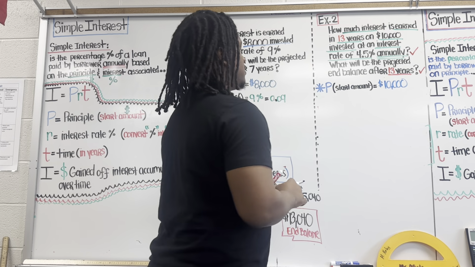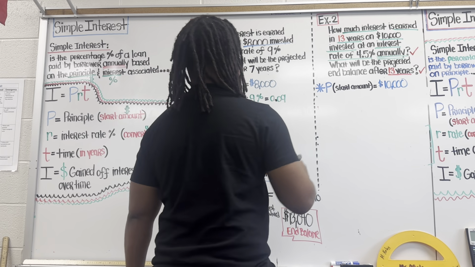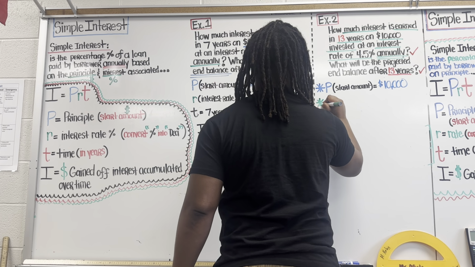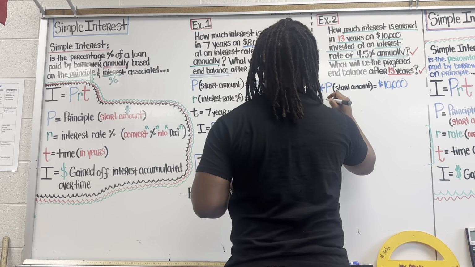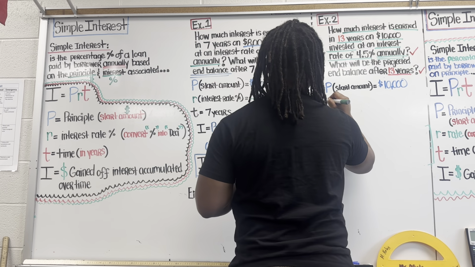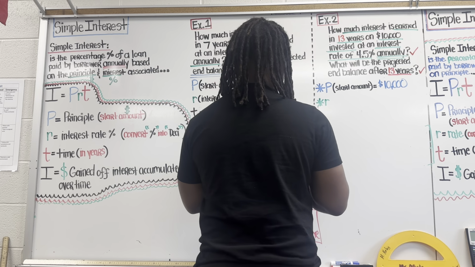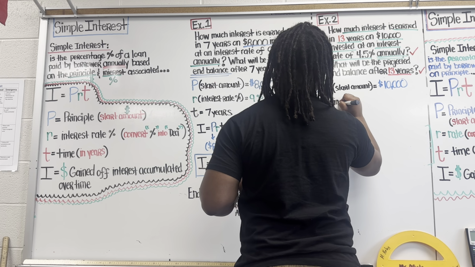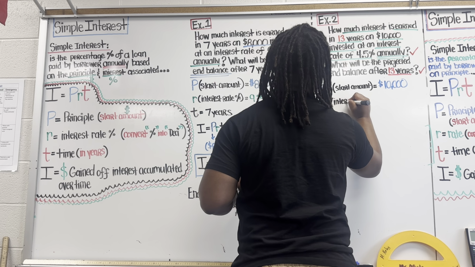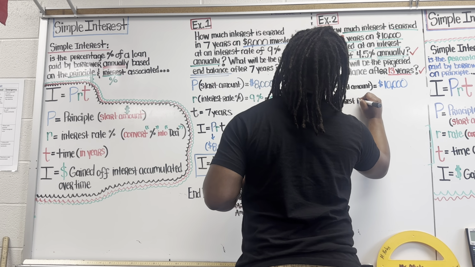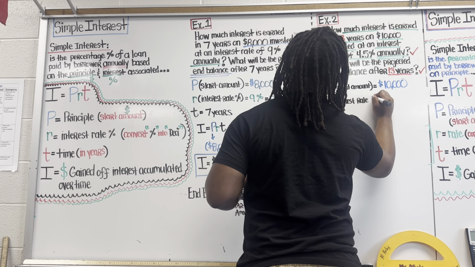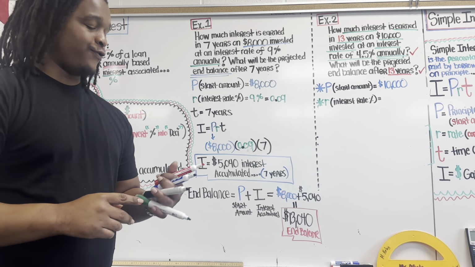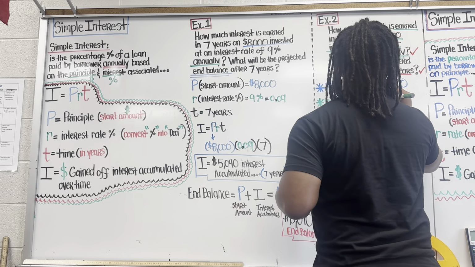Okay, cool. Now, R represents the interest rate, right? R is the interest rate that hits the account annually, okay? R is the interest rate that affects and grows the account annually, okay? So I'm gonna put interest rate. Okay, and in this case, guys, the interest rate is 4.5%.